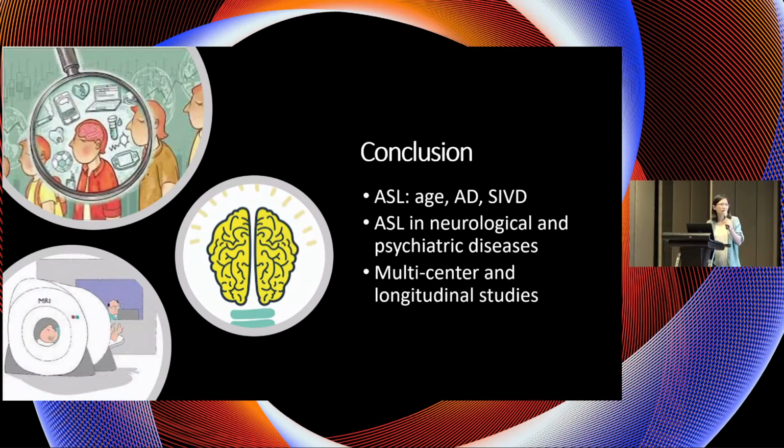Now we have discussed the ASL covariance patterns of ASL with aging, AD, and SFAD. We found that ASL is very useful in the diagnosis of neurological and psychiatric diseases. Multi-center and longitudinal studies are worth conducting with optimized and standardized ASL to elucidate the diagnosis and facilitate the early diagnosis of neurodegenerative diseases. That's all, that's what we did with ASL in dementia. Thank you for listening.